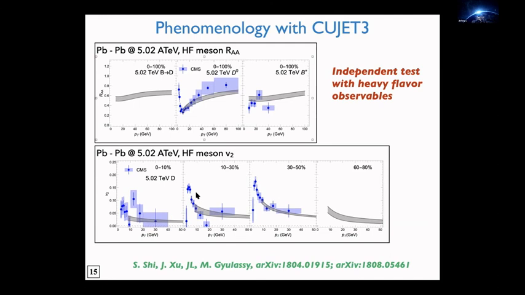And I think over the last couple of years, we have provided our data to various collaborations, CMS, ALICE, and also ATLAS, for various comparisons. I think they all work quite reasonably well. But again, I emphasize these are independent tests because our two parameters are fixed with the light flavor data.